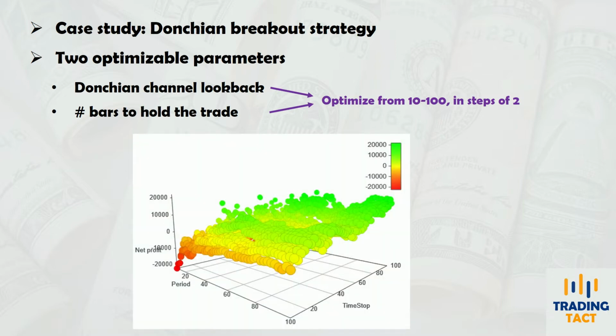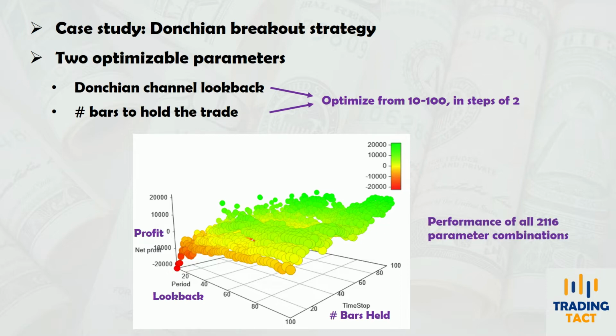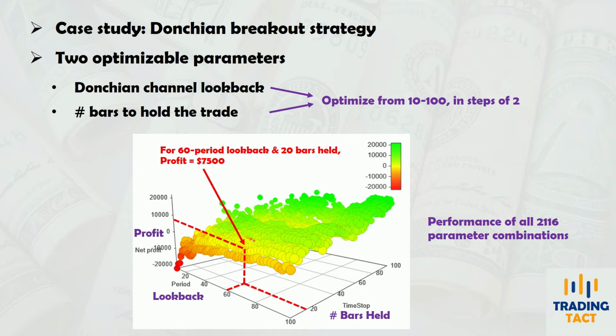The optimizable parameters are plotted on the horizontal axis, while the performance metric is on the vertical axis. This is your strategy's optimization profile, which simulates your performance over the entire parameter optimization range. Each data point in your optimization profile is the backtest result for that particular combination of parameters.